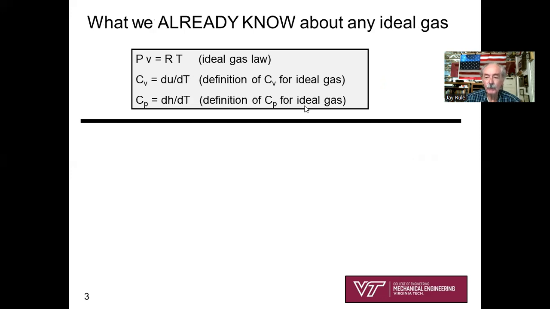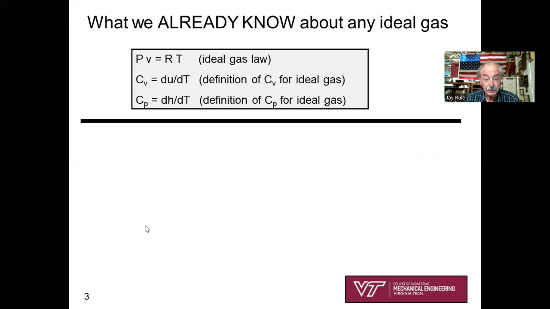Well, let's review what we already know about an ideal gas. So we're going to focus only on ideal gases. What certainly comes to our minds is the ideal gas equation of state: P times little v equals R times T, where remember R is R bar over the molecular weight. So R is the gas constant for the specific gas that you're working on.